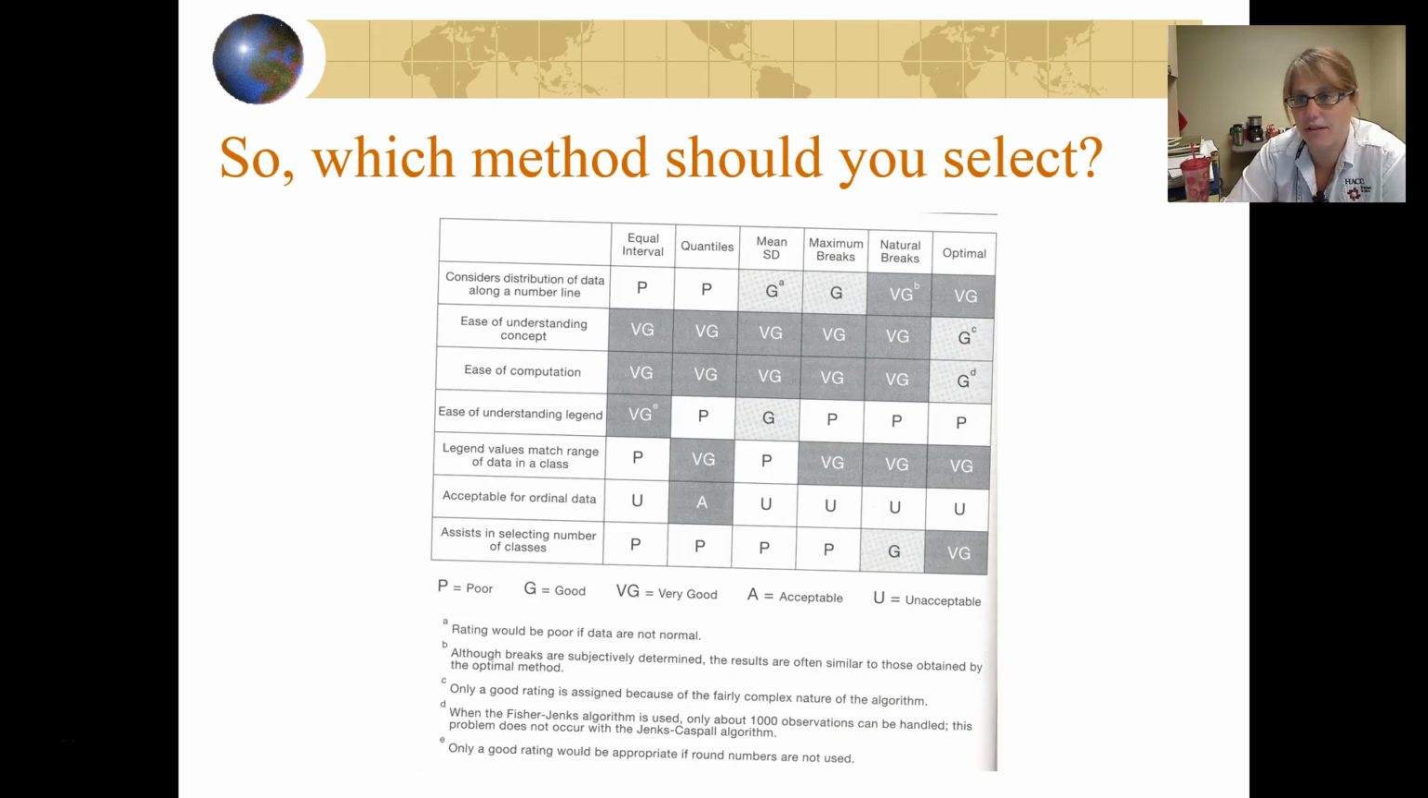So then, with all of this, what method should you select when you are making your maps? And the answer is different for every data set. Every file that you have is going to have a different answer depending on how the data is distributed along the number line. And this is a fun little chart that I came across a couple of years ago that I kind of like to use. It basically tells you the situation and then the different classification methods and whether or not each does a good or bad job of that particular topic. But you can see, in terms of understanding the concept, they all rank fairly well there.